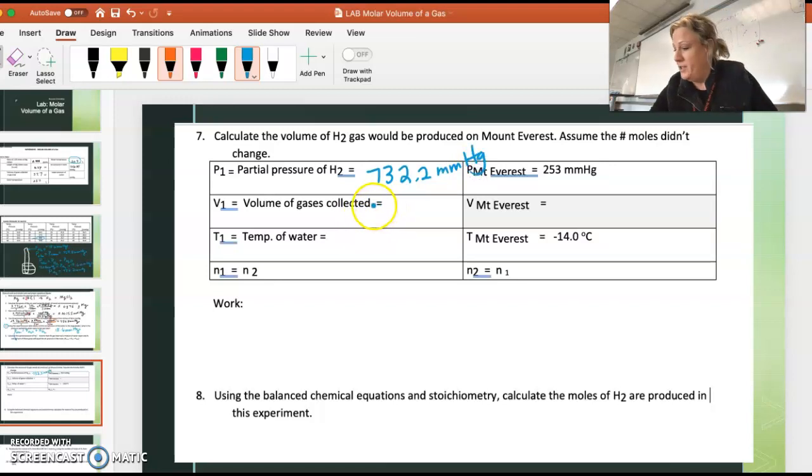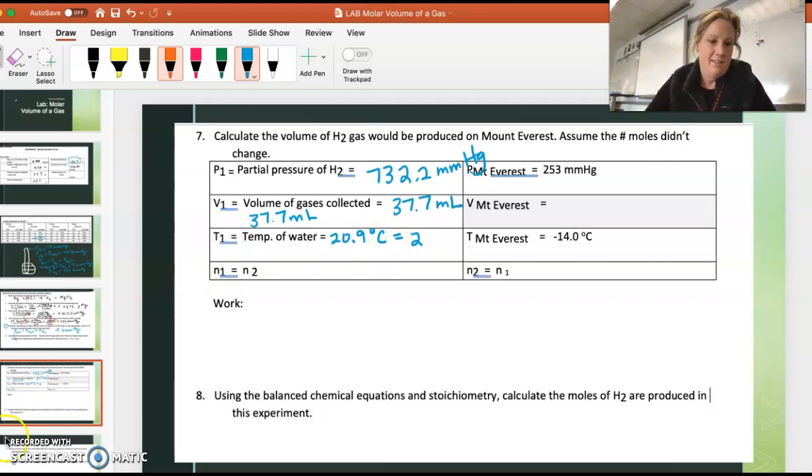And then the volume of the hydrogen that I read in the tube, mine was 37.7 milliliters, but I would want to convert this into liters or not. It really doesn't matter for this one because it's not an ideal gas law. It's a combined gas law. So I'll just leave mine at 37.7 milliliters. The temperature of my water was 20.9 if you remember, and then you'd want to convert that to Kelvin, so that would be 293.9 Kelvin.